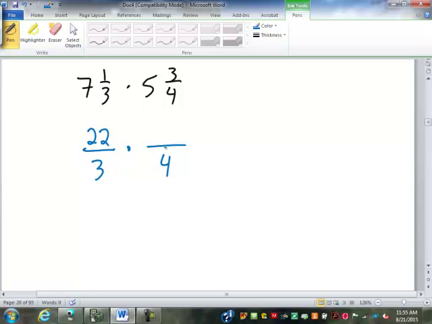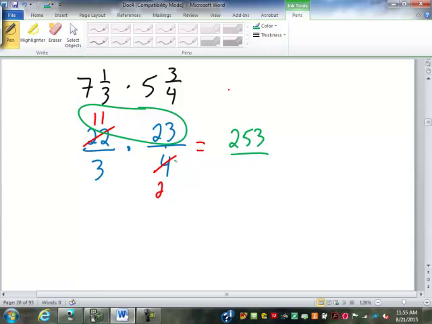22/3. Good. 5 3/4 becomes 23/4. Now, just like any other fraction at this point, we are multiplying, so we can cross cancel. 22 and 4 can both be divided by 2 to give me 11 and 2. And now we multiply across. 11 times 23 is 253. 3 times 2 is 6.